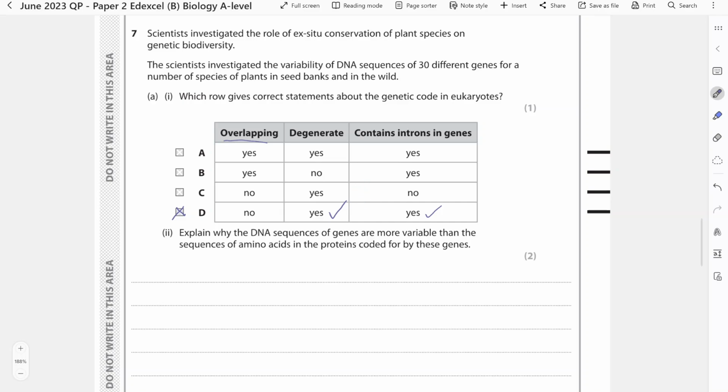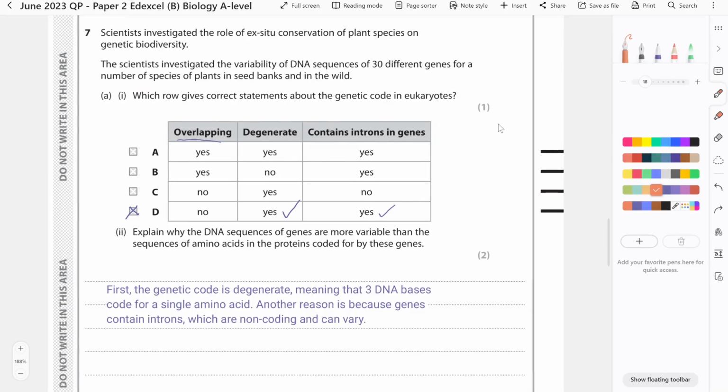Explain why the DNA sequences of genes are more variable than the sequences of amino acids in the proteins coded for these genes. All right, so this is what I wrote. First, the genetic code is degenerate, meaning that the 3 bases can code for a single amino acid. So that's the first mark. The second mark is it contains introns, and introns can vary.